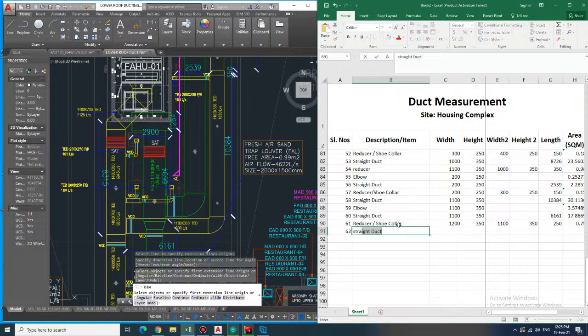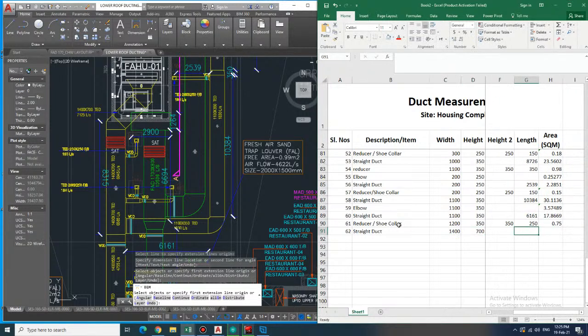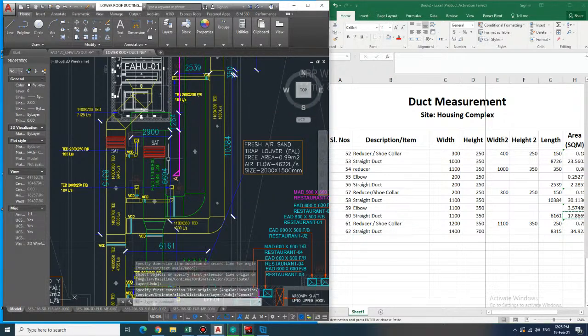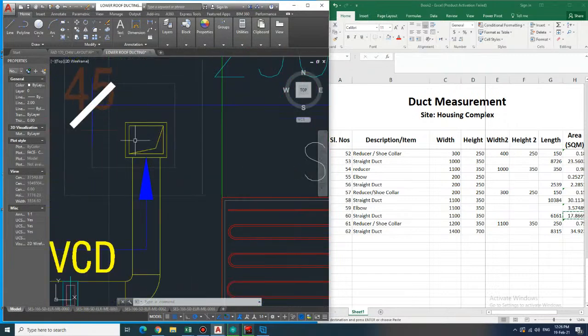We'll put the straight duct. The size was 1400 by 700, and the length will be 8 meter 315. So for this duct we didn't take an elbow, so we'll go to these 3 elbows. I think this also the same.